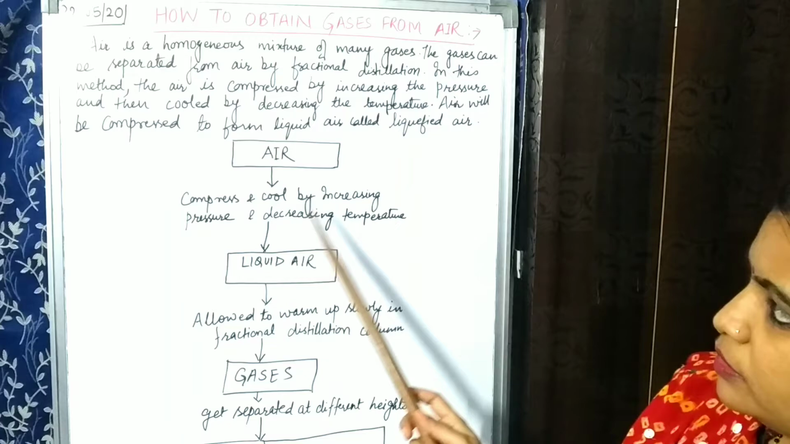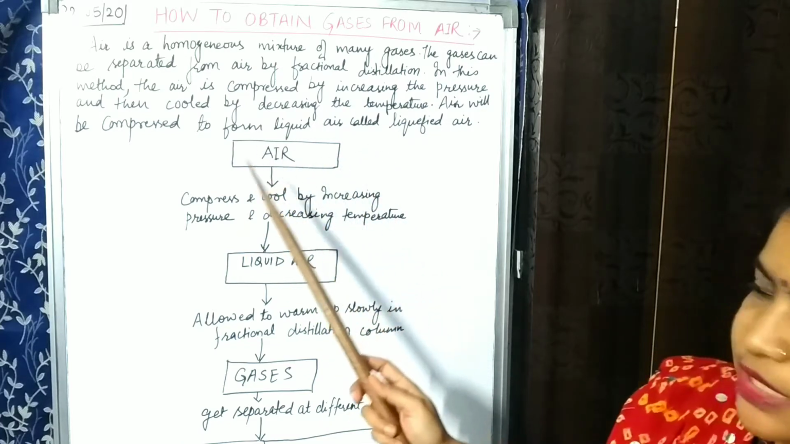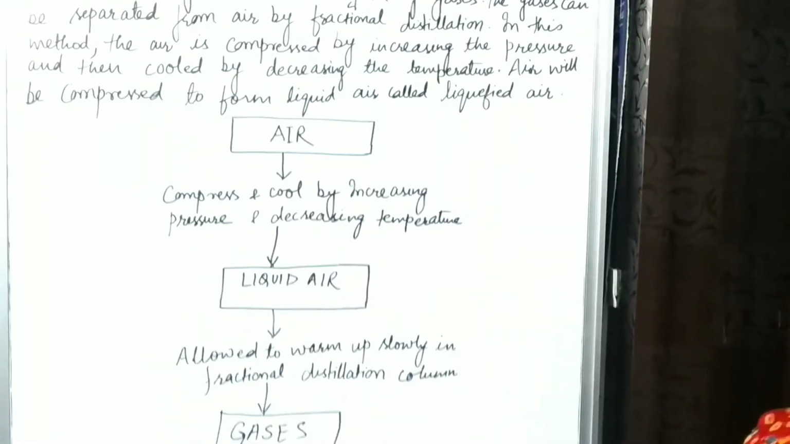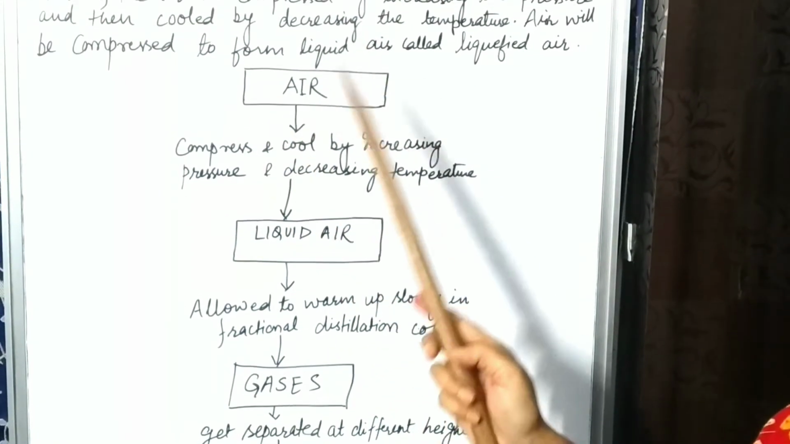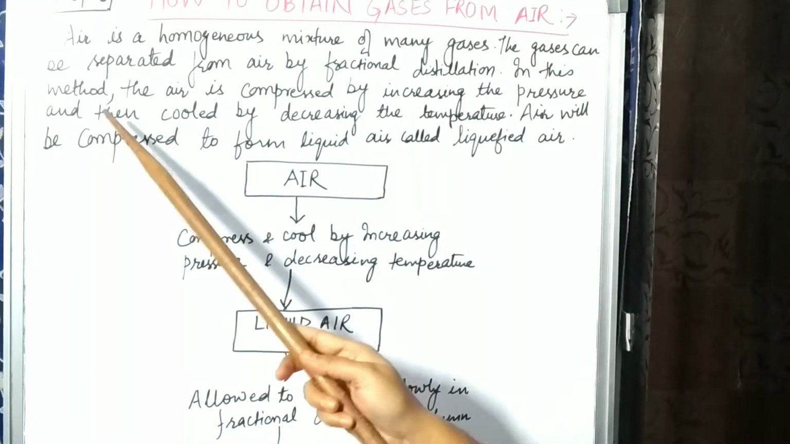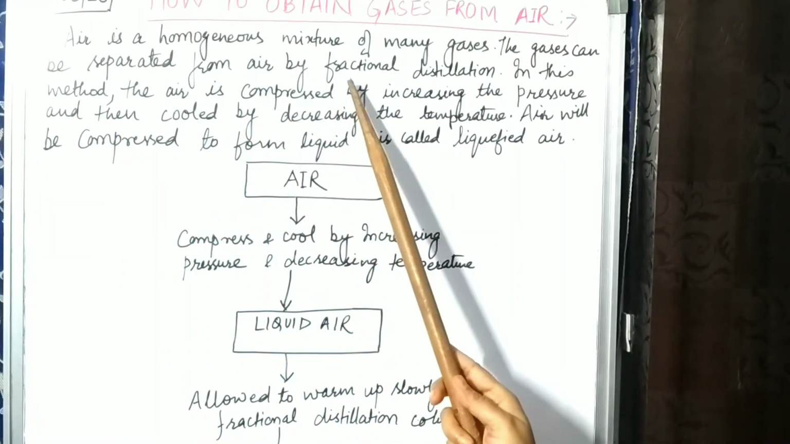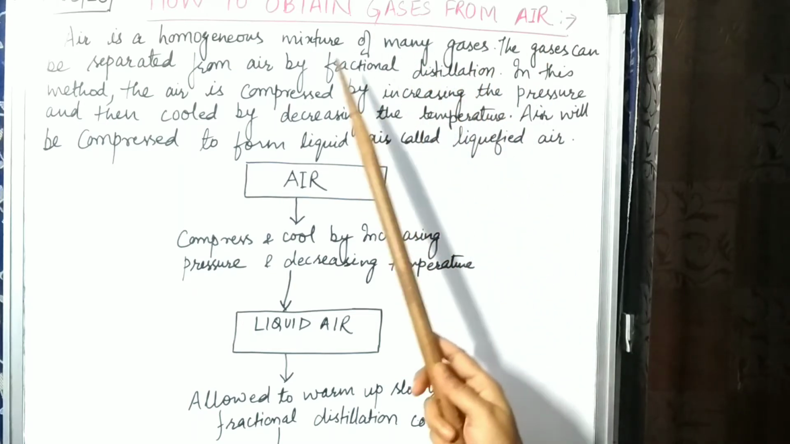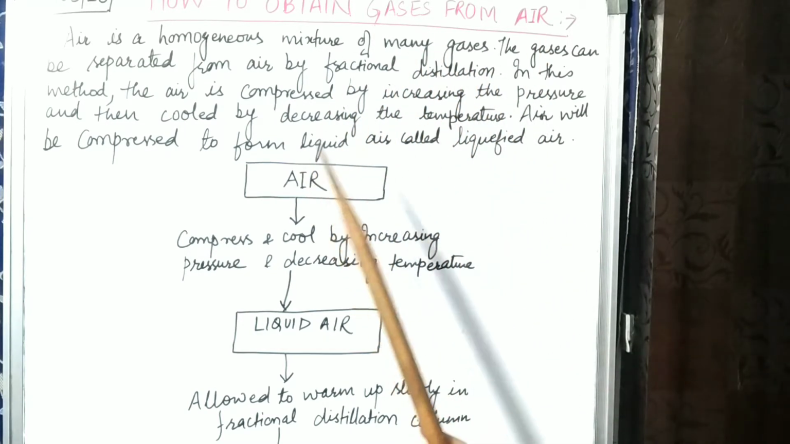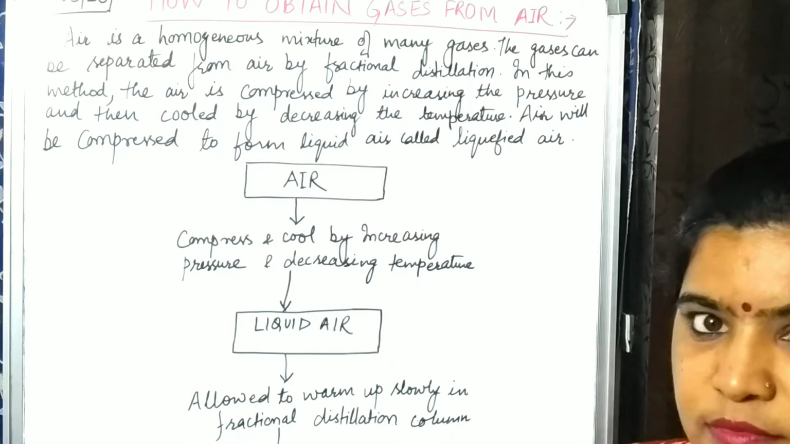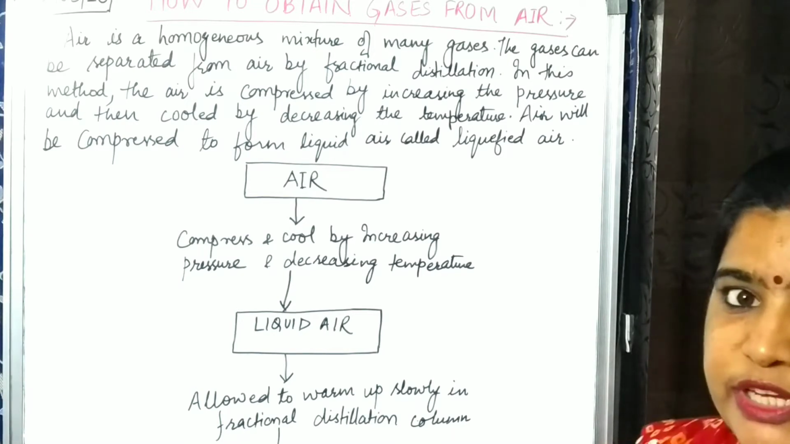Air is a mixture of different types of gases, and even dust particles and some water molecules are also attached to it. The gases which are mixed together can be separated from air by the fractional distillation method. This method is also applicable for separation of components of petroleum, crude oil. This I have already explained in my classes.